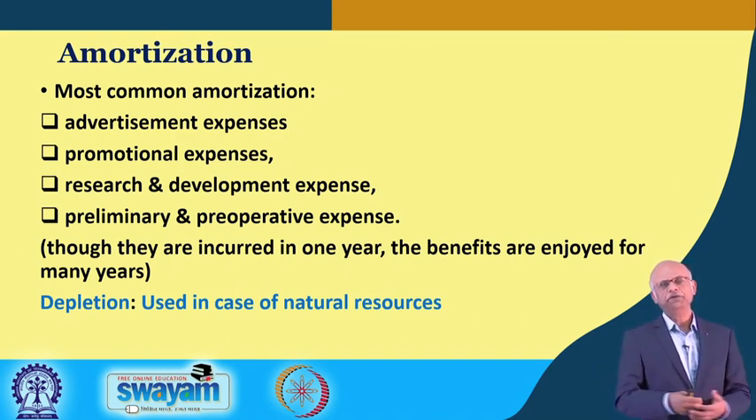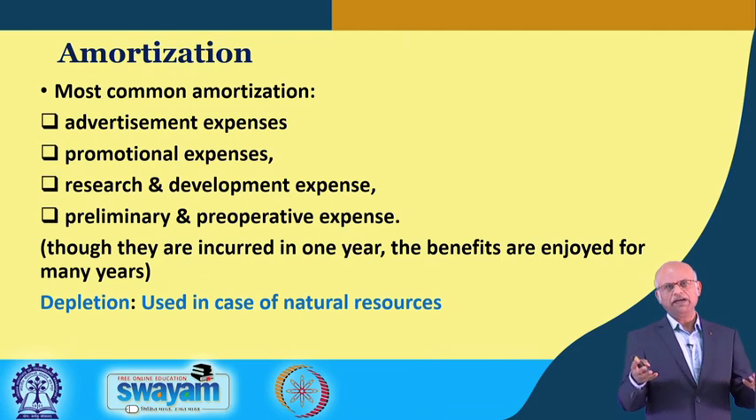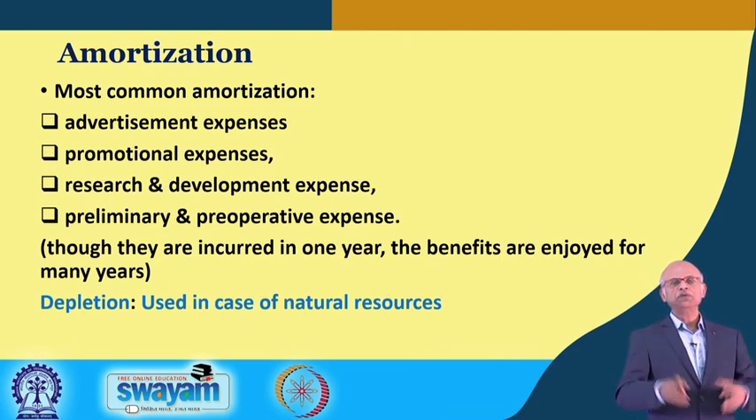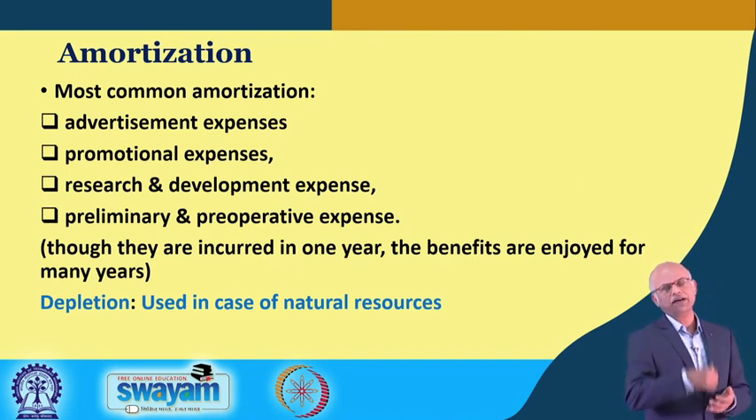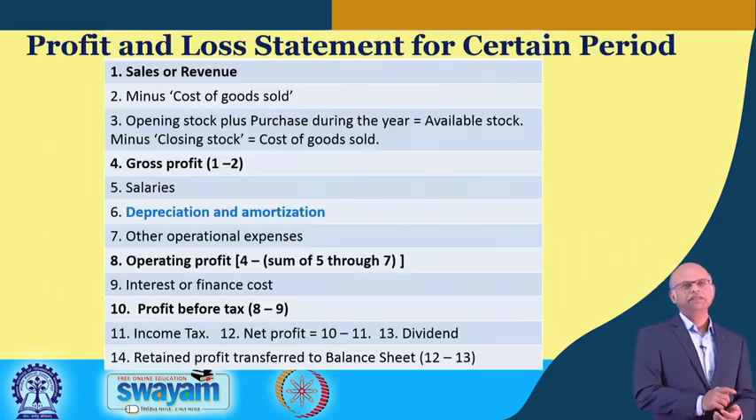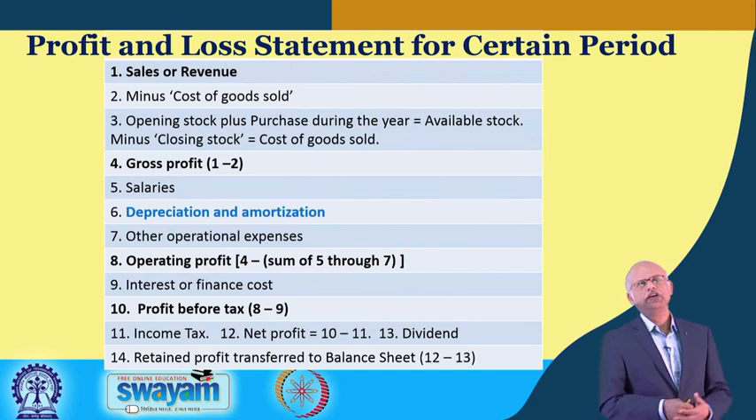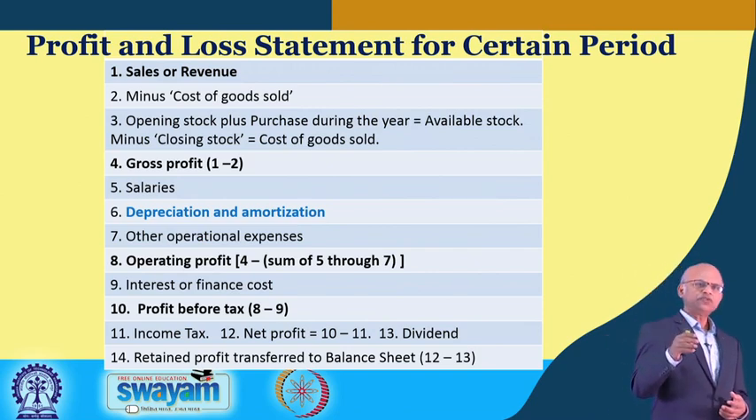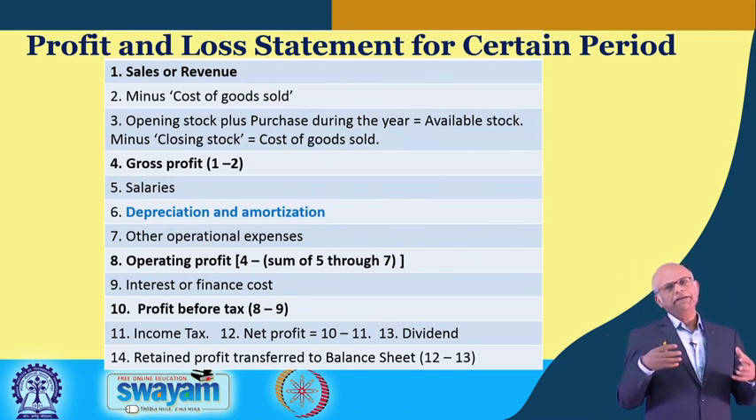Every year, if you extract 1 lakh ton, so you may actually, suppose you have invested something like say 10 lakh rupees to get the license. So every year you allocate 1 lakh rupees. So that is called depletion, the value depletion. It is equally charged.